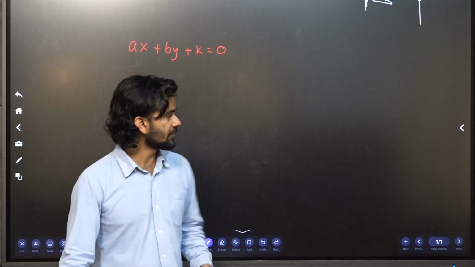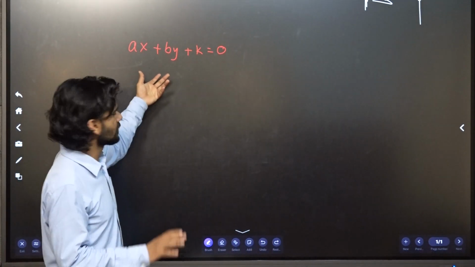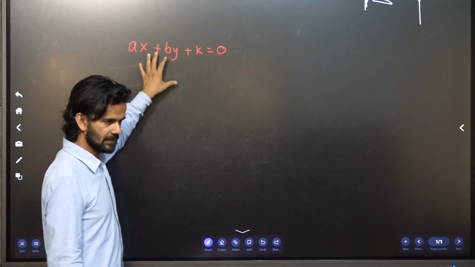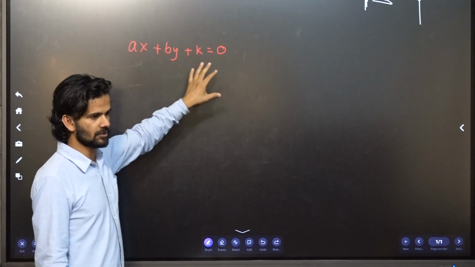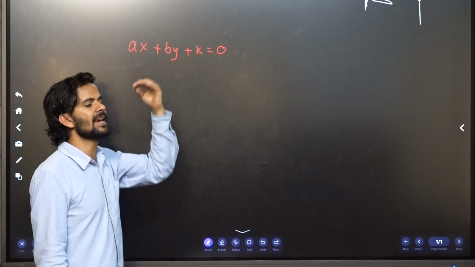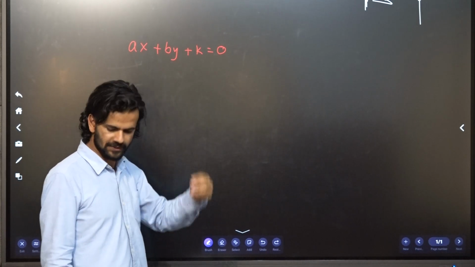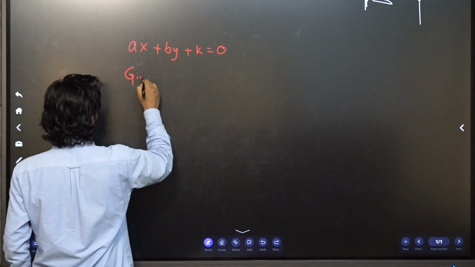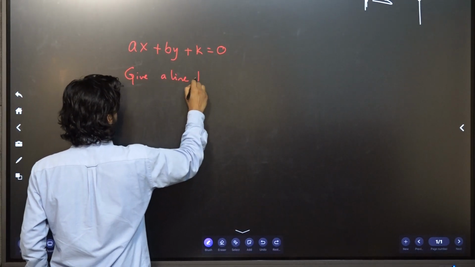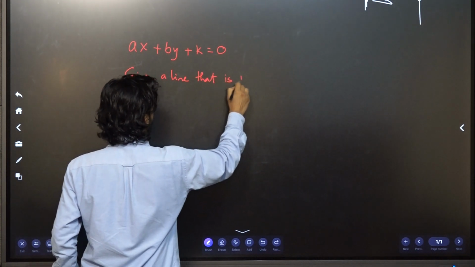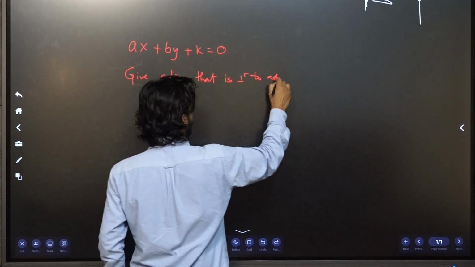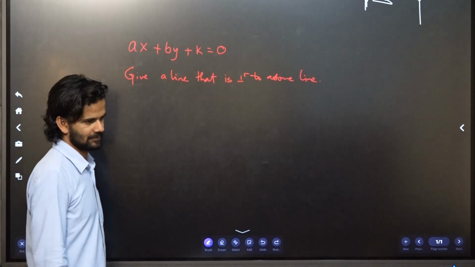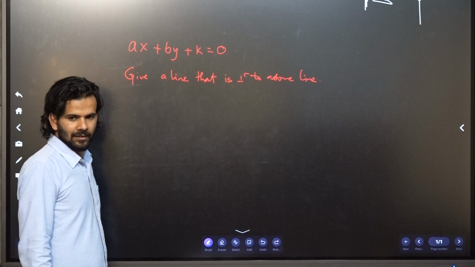So the question is, you have an equation ax plus by plus k equals to 0. I want you to give me an equation of another line which is perpendicular to the above line. Minus 1 divided by... what should it be? Minus 1 divided by a.